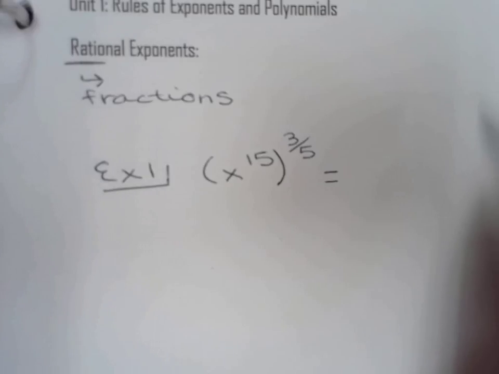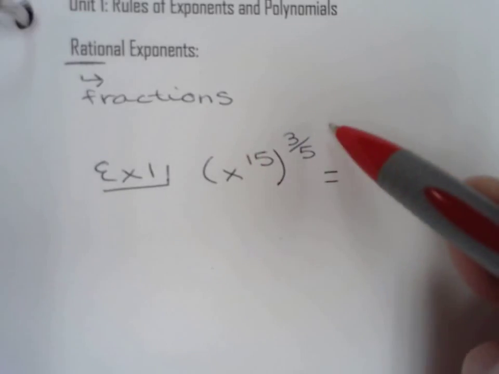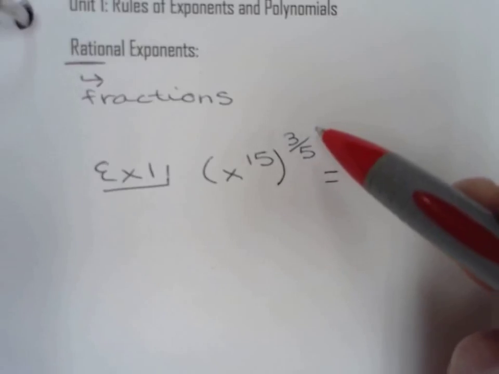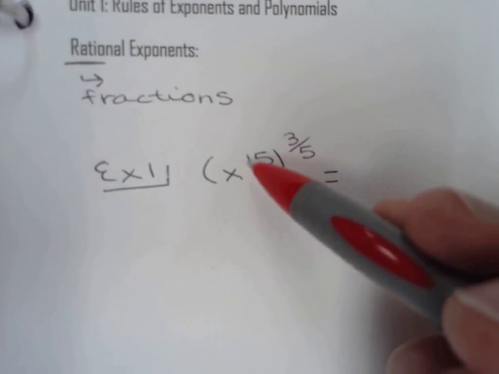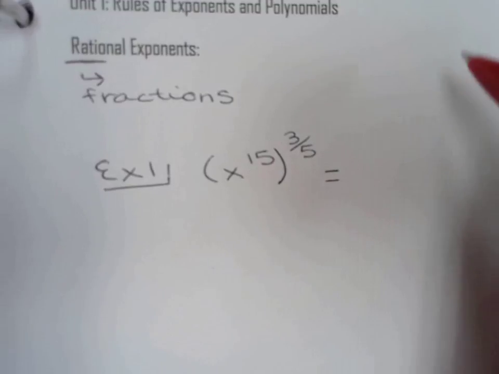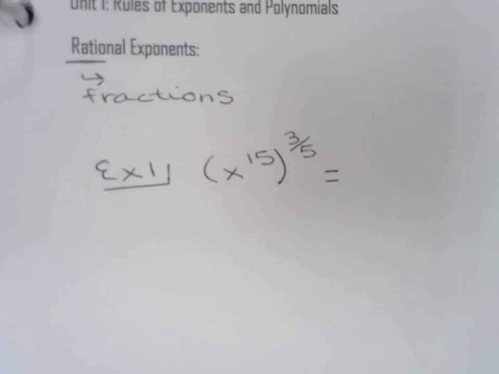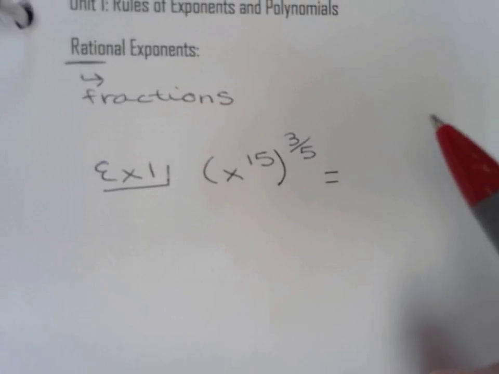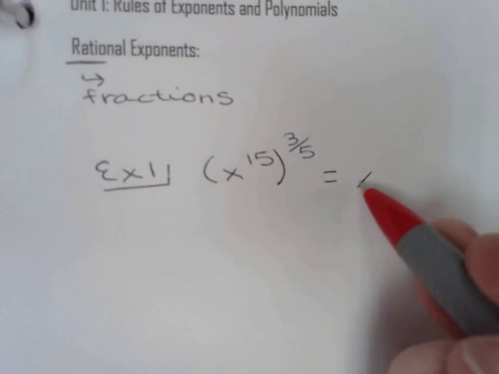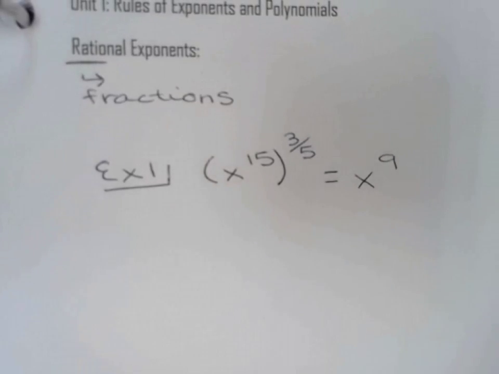Nope. Multiply. I have an exponent raised to another exponent. I'm not multiplying things together. I'm raising 15 to the 3/5 power. So we need to multiply the exponents. 15 times 3/5. Plug it in your calculator if you need to. What is 15 times 3/5? 9. So it's x to the 9th. So when you raise an exponent to another exponent, you multiply.